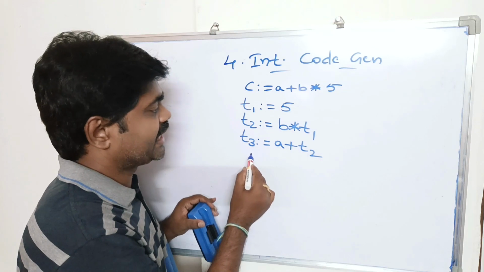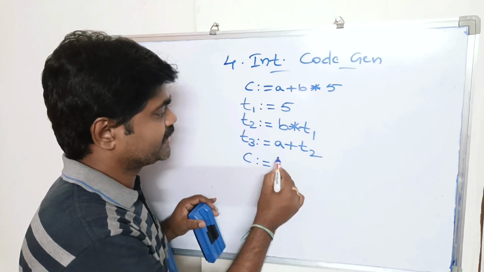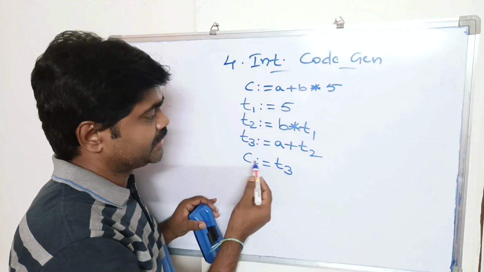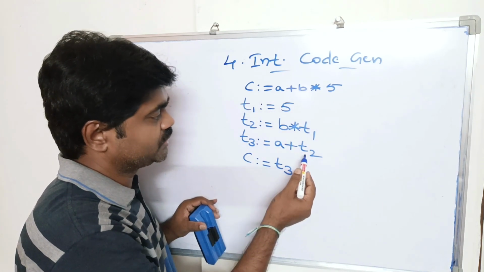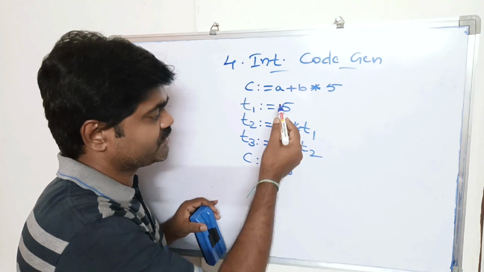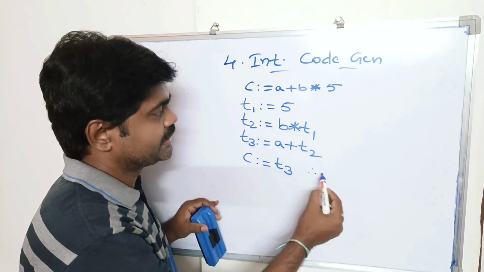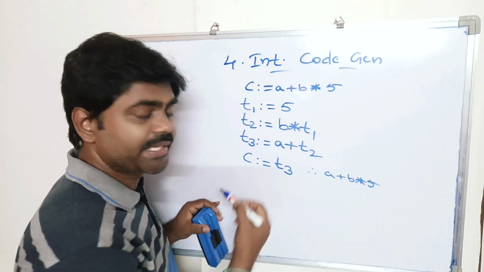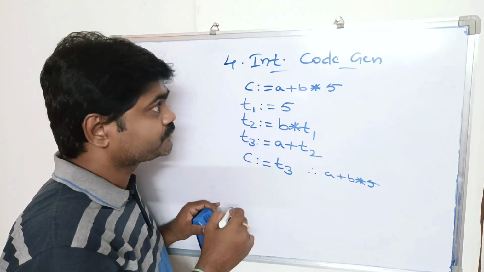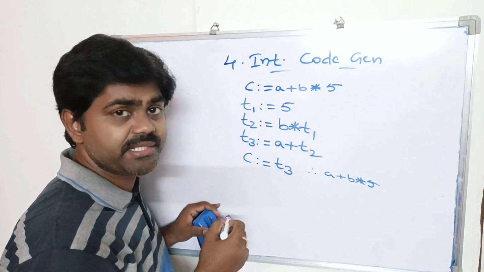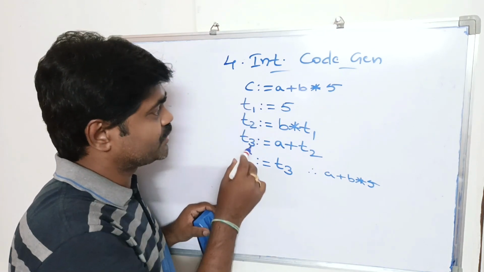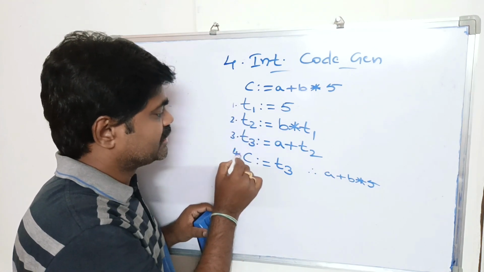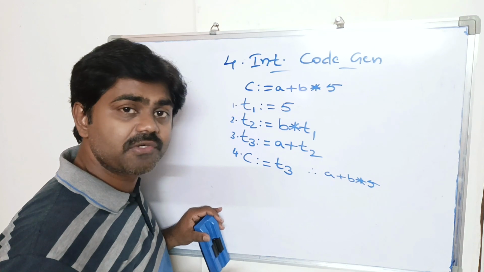And finally I say C equal to T3. If I say C equal to T3, what is C here? Equal to T3 means A plus T2. T2 means B into T1. T1 means 5. So T3 is nothing but A plus B into 5. Okay. So this is the way we'll handle the intermediate code generation. So how many statements we are taking here? 1, 2, 3, 4. So 4 lines of code.